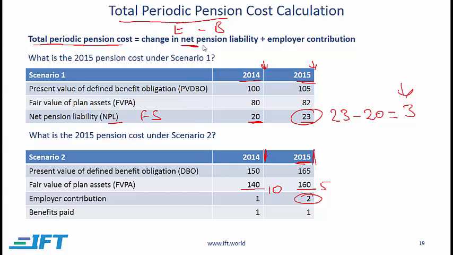So just remember this expression. The change in net pension liability is the ending value, which is 5, minus the beginning value, which is 10, plus the employer contribution, which is 2. So here we'll have 5 minus 10, which is minus 5, plus 2, and this is equal to minus 3. Which means that the cost is minus 3. A cost of minus 3 really means a pension income of 3.